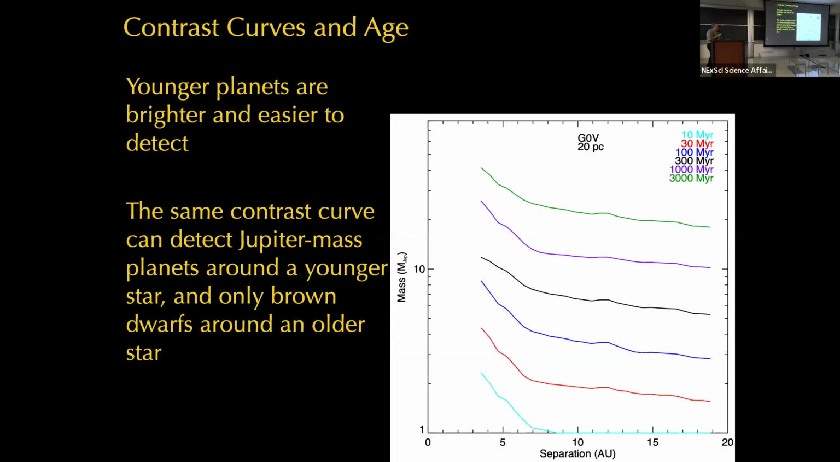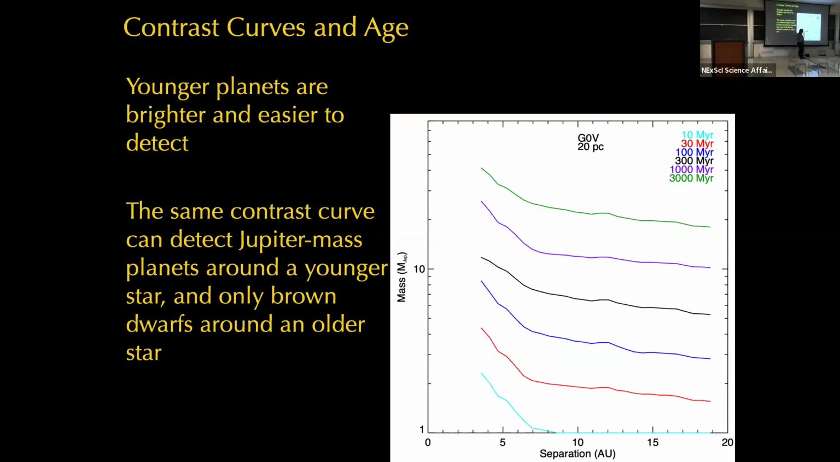But most important of all is the age of the star. So again, leaving it as a G0 star, leaving it at 20 parsecs, I'm now just going to change the age of that star for the same contrast curve. If it's a 10 million year old star, I start hitting 1 Jupiter mass planets. I actually hit the edge of my evolutionary model grid there.